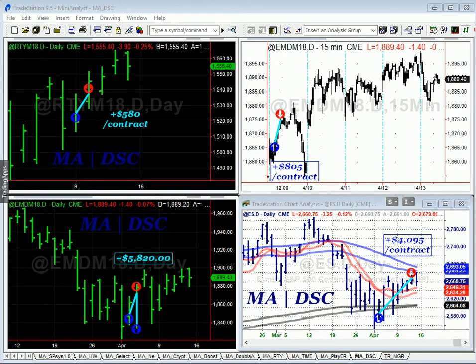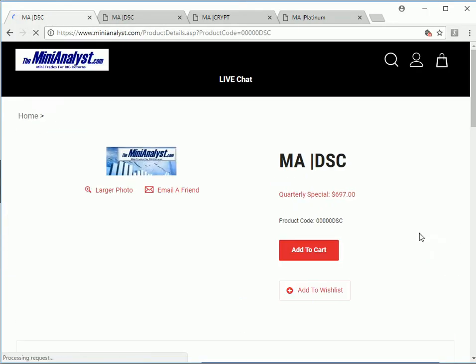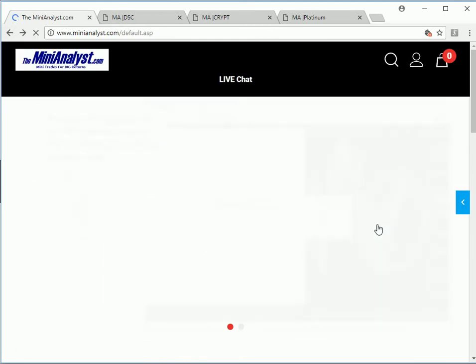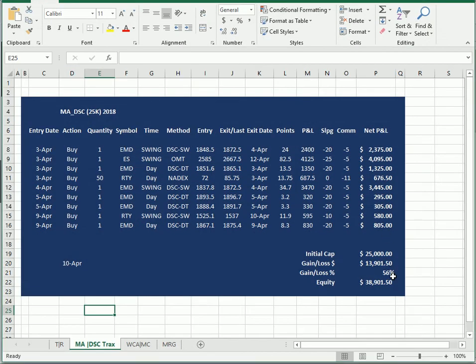I'm not sure why that keeps coming down, but we'll take a look here at the DSC portfolio. This actually was up 41% last week. Now it's up, of course, 56%. This is in April.